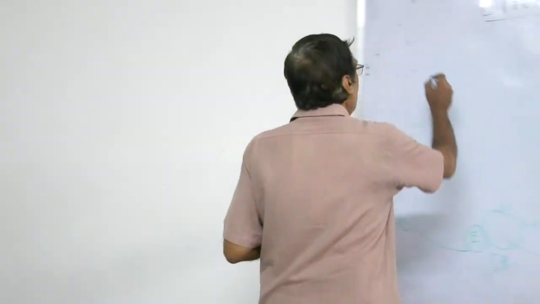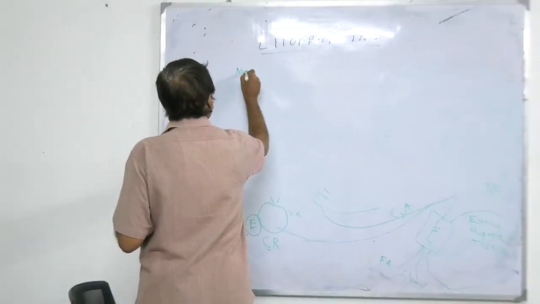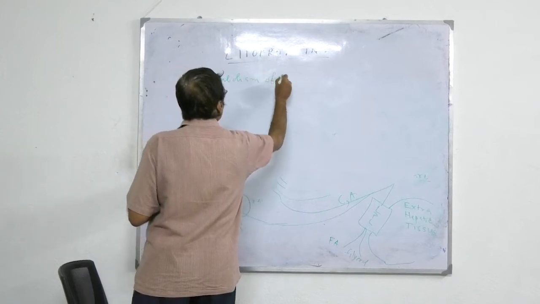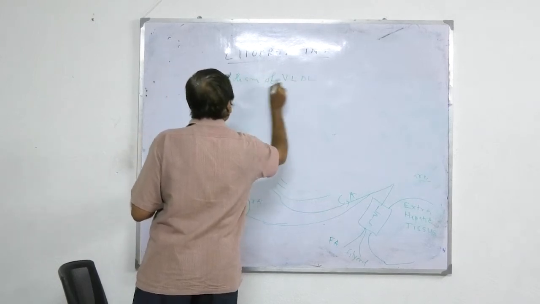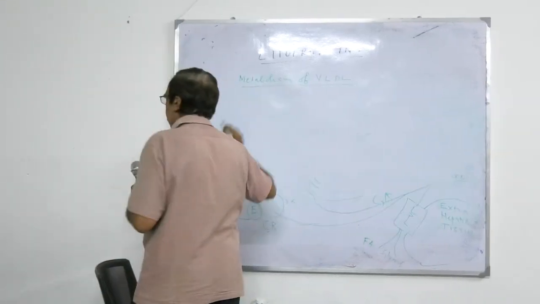Now we will see metabolism of the VLDL. Metabolism of the VLDL is similar to chylomicron. Both are triglyceride rich. Metabolism of VLDL is more or less similar to chylomicron. Only the difference is the origin. Here the VLDL is, I have just mentioned, the endogenous lipid.